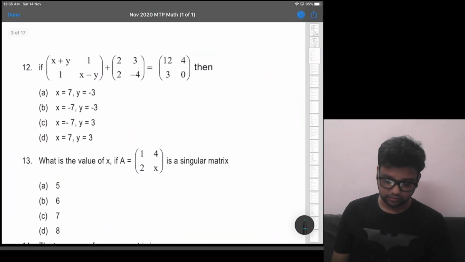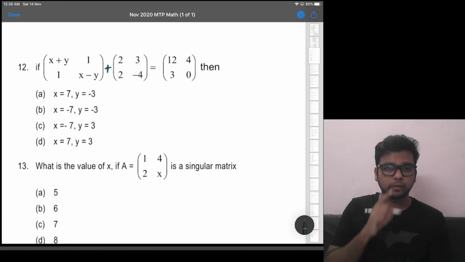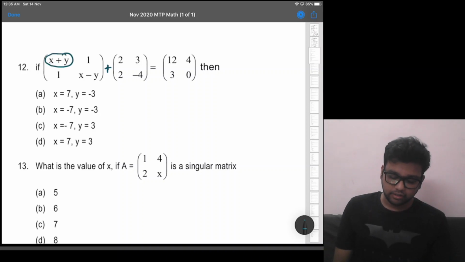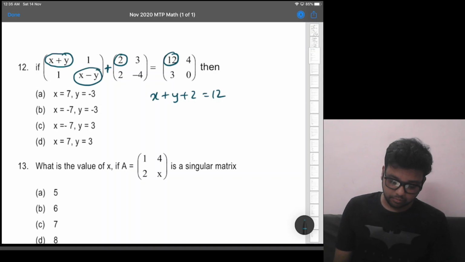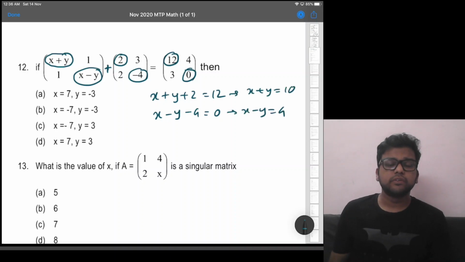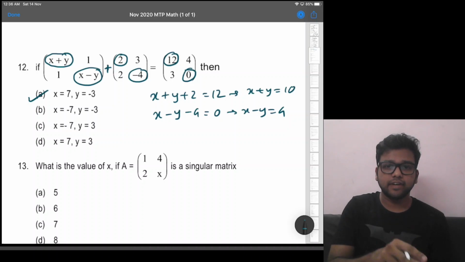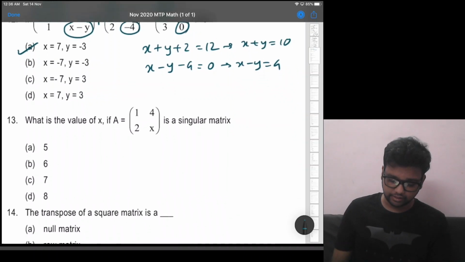12th. Matrices now. Sum of two matrices is given and they are asking x and y. Now understand, sum is what? This plus this will be this, right? That means we have an equation x plus y plus 2 is equal to 12, and this plus this will be equal to 0. That means x minus y plus minus 4 is equal to 0. That means x plus y should be 10 and x minus y should be 4. So we can just go by options, no need to do anything. If you check, option A is the option that satisfies. x plus y is 10 and x minus y is 4. So A is the correct answer.